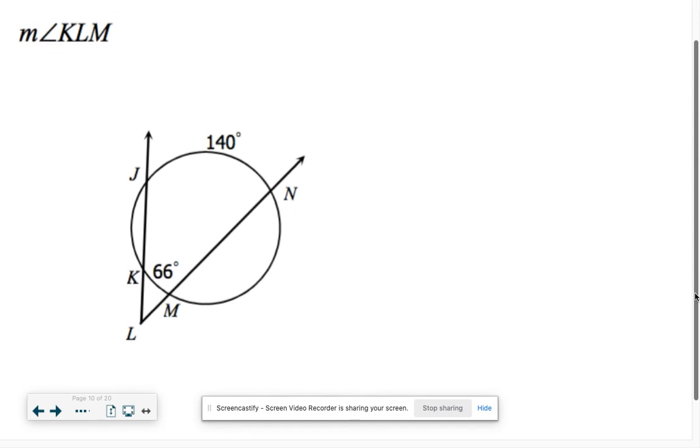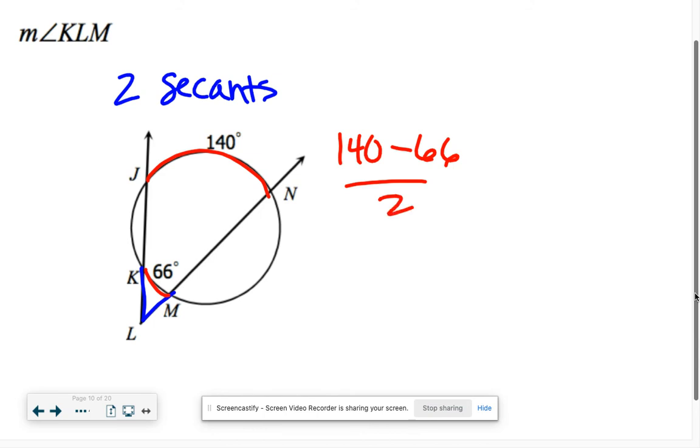Measure of angle KLM. We're looking for this guy. So this is an example of two secants, right? Not that it matters, but if you want to put that down, that's cool. So we have two secants. So what do we do? We take our arc 140, subtract our little arc of 66, then divide by 2. So 140 minus 66 is 74. Divided by 2, we get 37 degrees.